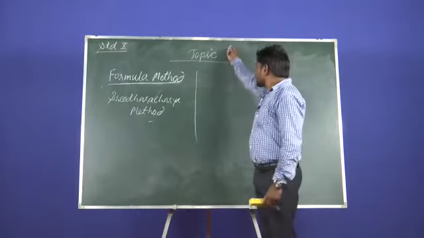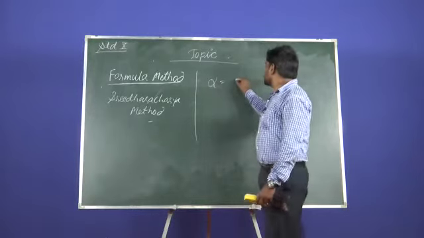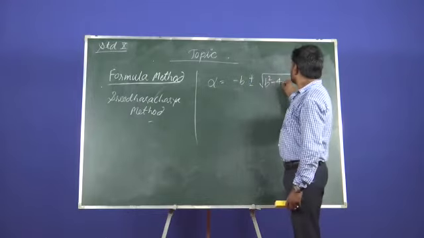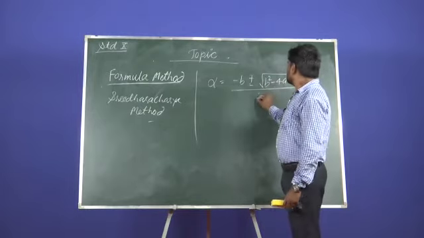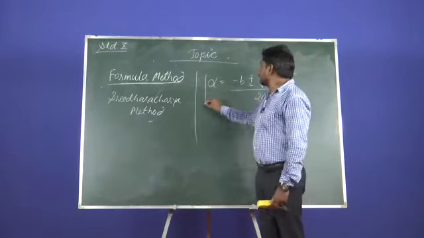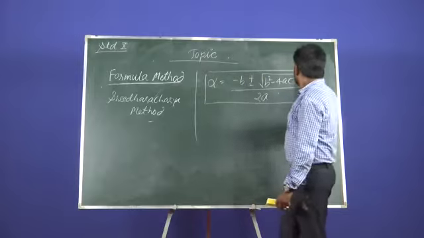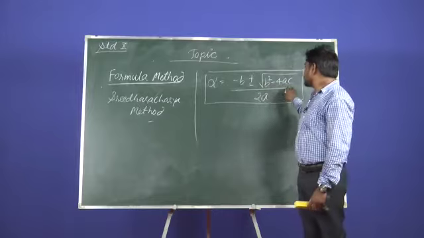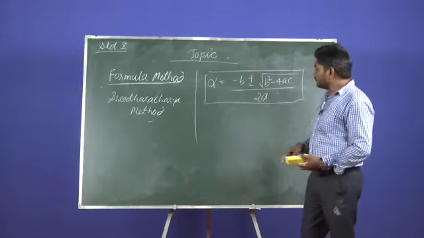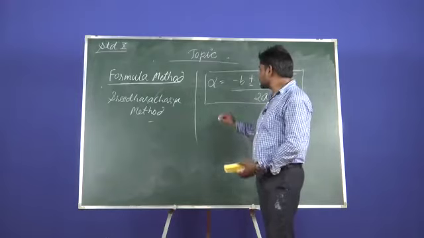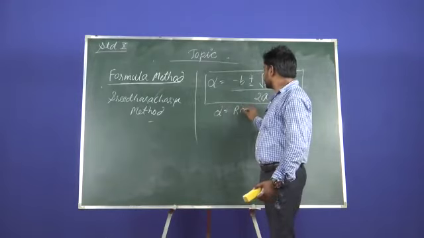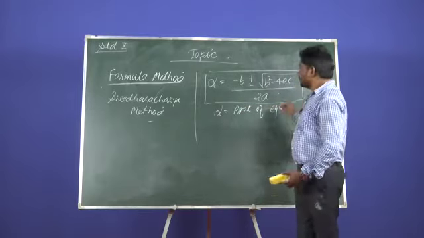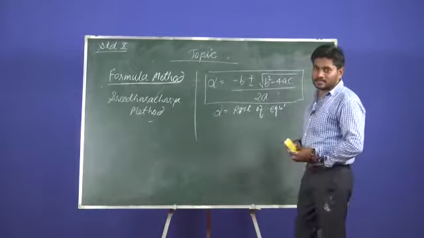The value of the root is minus b plus or minus root of b square minus 4ac, upon 2a. This is the standard formula of the formula method. Whenever we put all the values of a, b and c in this standard formula, we find the value of the root, where alpha is the root of the equation. Is it clear?